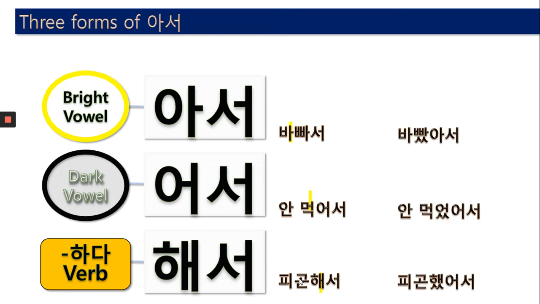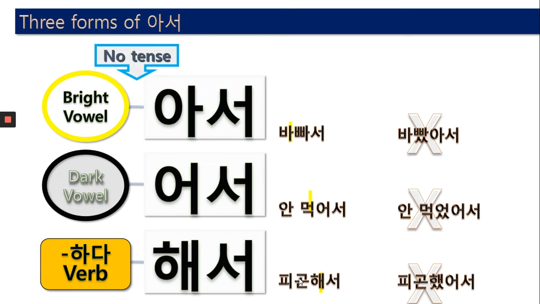How about when you put a tense? 바빴어서, 밥 먹었어서, 피곤했어서. This is wrong. Absolutely wrong. Why is this wrong? In front of 어서, no tense. Just a while ago, you might notice that when I translated this part, I said "I was busy because I didn't eat, because I was tired." Even though I translate with past tense, in the Korean language, there is still no tense in front of 어서, 해서.